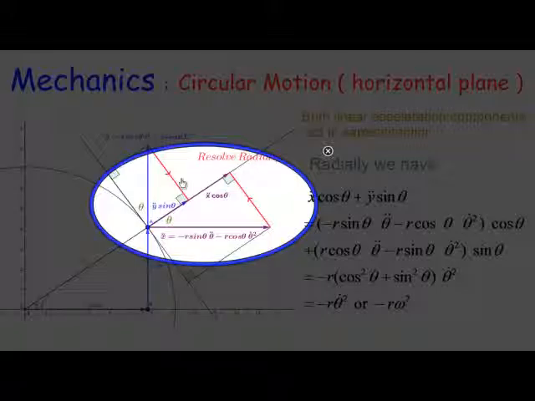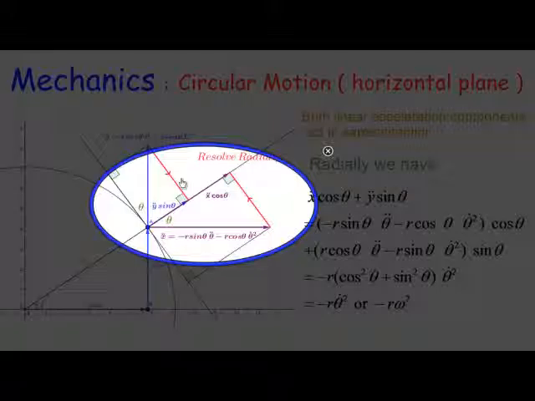So I'll just try and make this a little bit bigger so we can actually see. Okay, so in this particular case, I'll just try and get this to move now. Here we are. So we end up getting minus r sine theta, theta double dot minus r cos theta, theta dot squared times cos. Actually, that's x double dot, obviously, and the plus the other expression there is y double dot times sine theta.